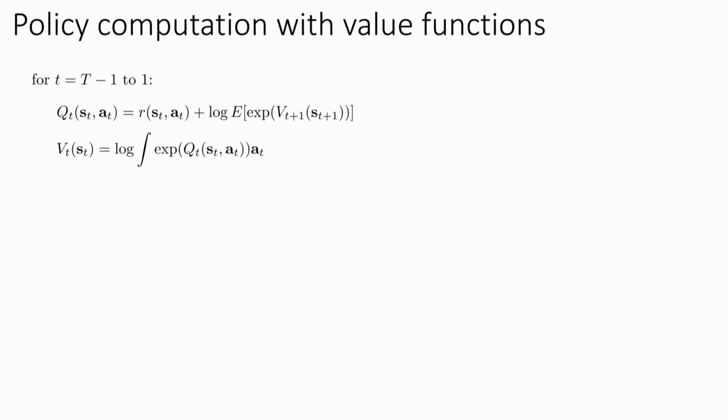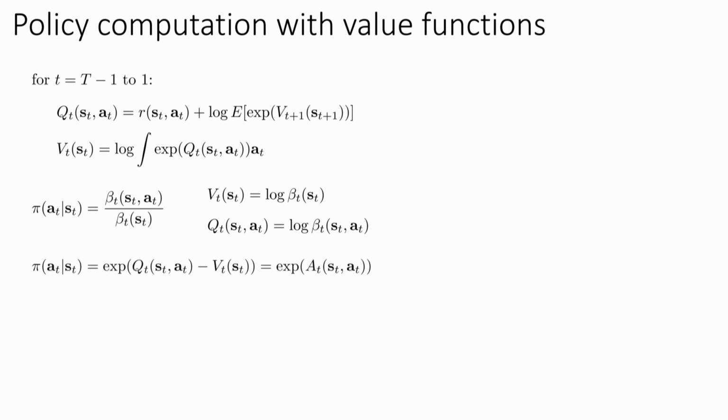Now let's substitute in our highly suggestive notation and see what that actually gives us as our policy. So that's our policy. Now we'll substitute in the fact that V is log beta S_t and Q is log beta S_tA_t. And we get a policy that is the exponential of Q minus V. And we all know what Q minus V is. That is the advantage function. So now our policy is simply the exponentiated advantage function.